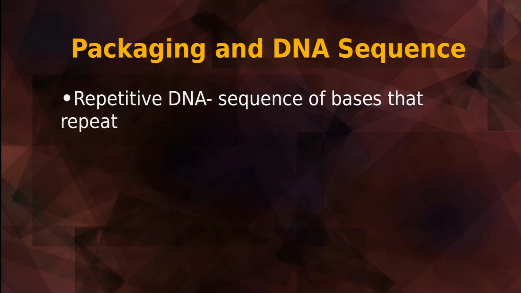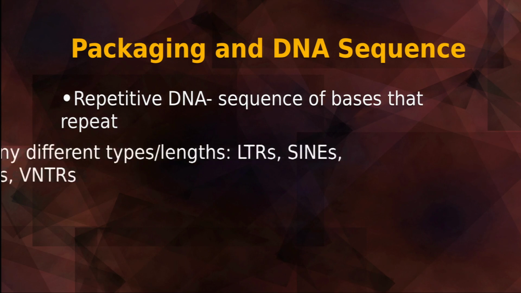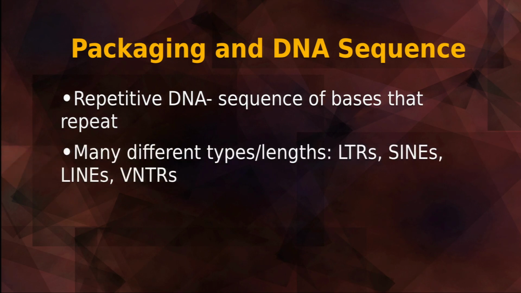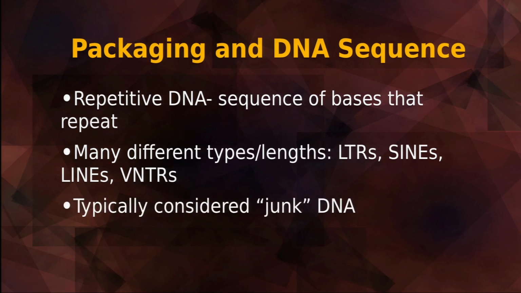And some of it is the DNA sequence itself. Remember how I talked about repetitive DNA being a type of junk DNA? And these are sequences of bases that repeat over and over again. And there's several different types, okay, like I've talked about before with junk DNA. But again, it's typically been considered junk because it just repeats, right? It's the same sequences over and over again.